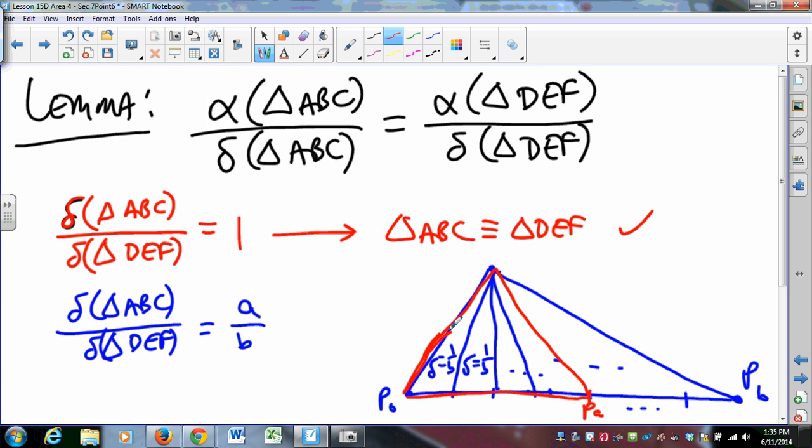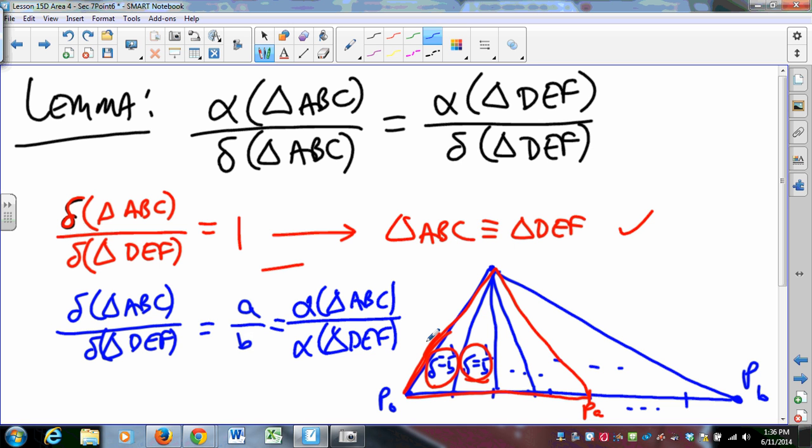But we know that this triangle has the same defect as this triangle, so from the first part, they are scissors congruent. So if we were to take A of the B, we would have A B-ths of the area. And so this turns out to be the ratio of the area of triangle ABC to the area of triangle DEF, and that's what we wanted.